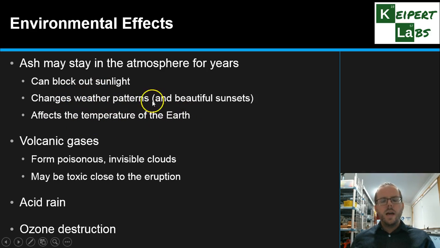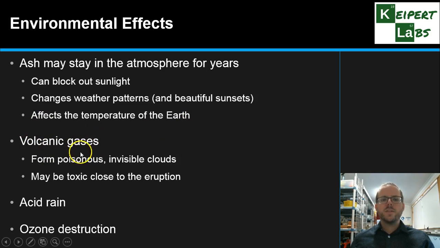Changing weather patterns in terms of cloud formation, you get really beautiful sunsets, just like if there's a bit of bushfire, you get that beautiful orange sunset, but it's not a good thing. And in a really significant eruption, like Krakatoa in the 1880s, the average global temperature dropped by about 2 degrees for the next 3 or 4 years because of that eruption and the ash that was in the air.